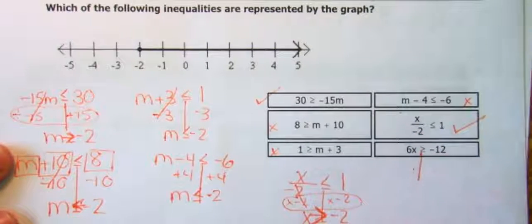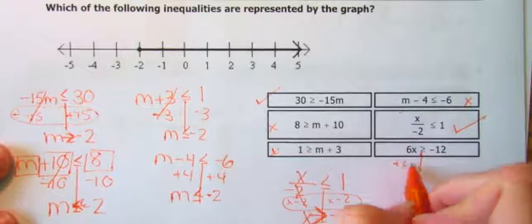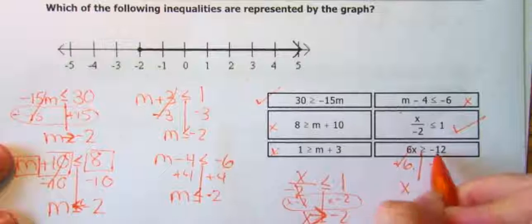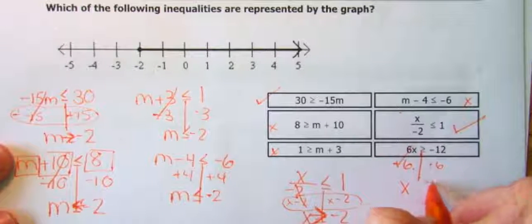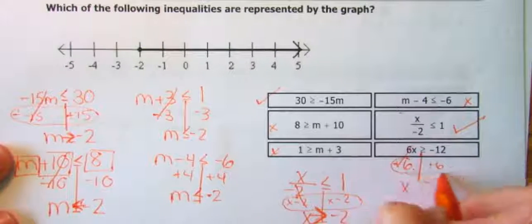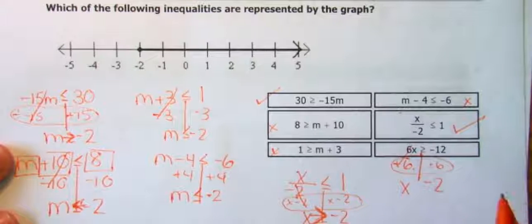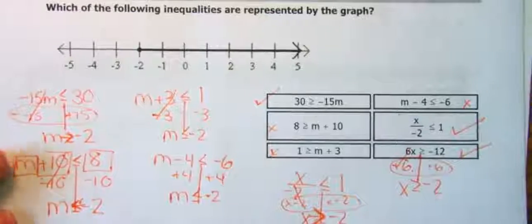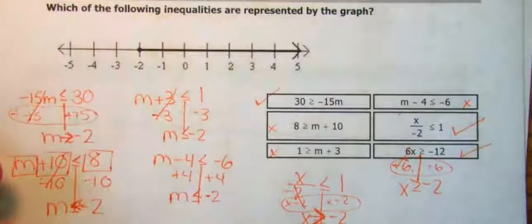And then let's see, we don't even have to draw this one. The opposite of multiply would be divide by 6. We're left with x, -2. Ooh, be careful. We did not actually multiply or divide by a negative, so it stays the same. That's pointing the right direction, so that one would also be the correct answer.